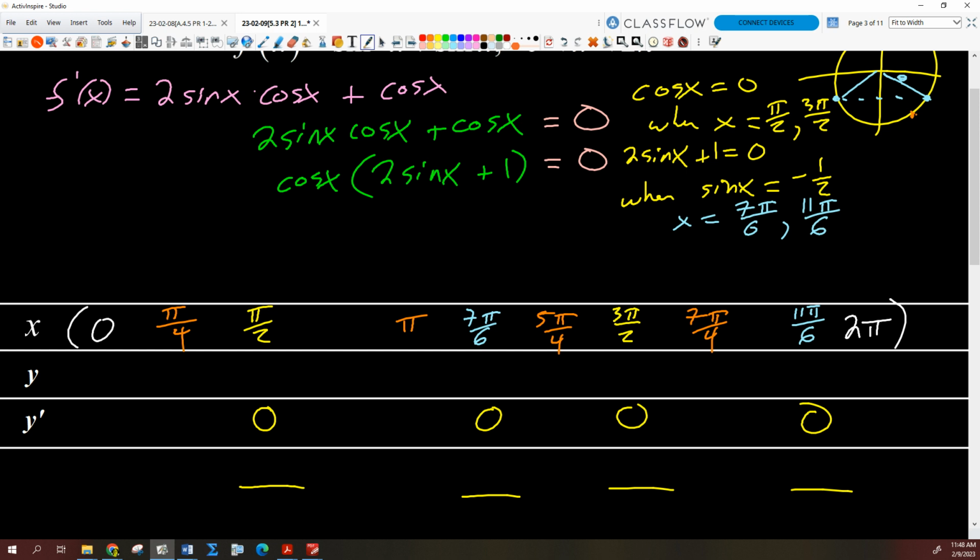Okay, now what about this one? This is kind of a weird one. I knew there was going to be something like this on this example. What about this one? 11/6 pi and 2 pi.